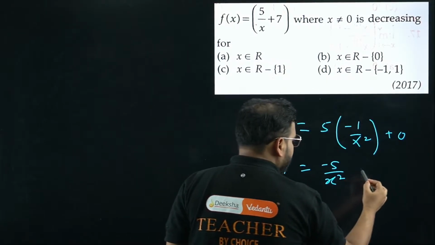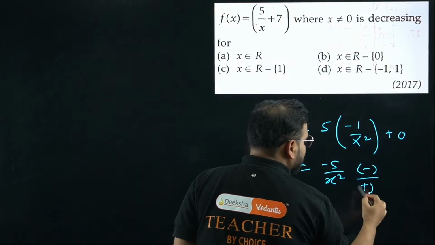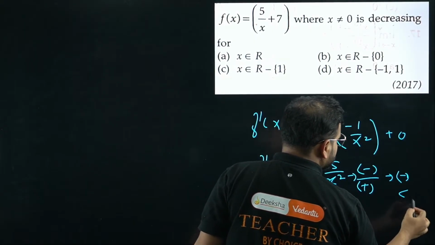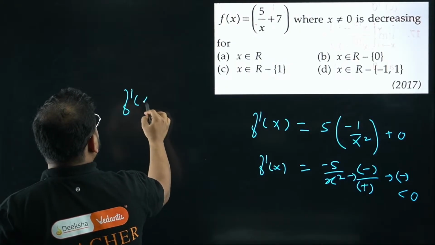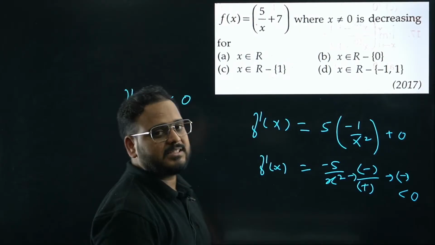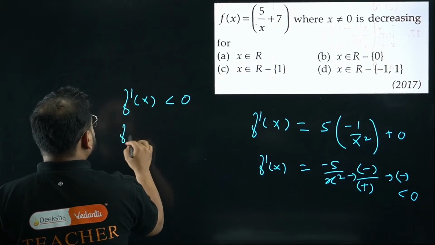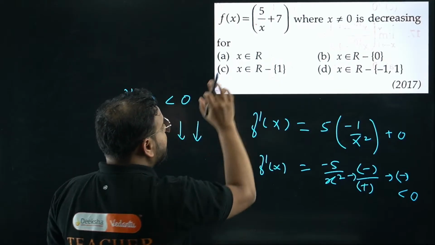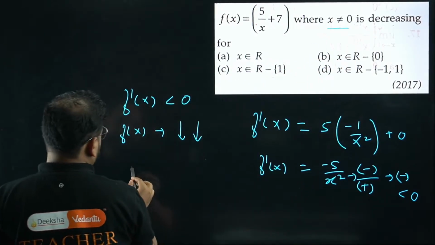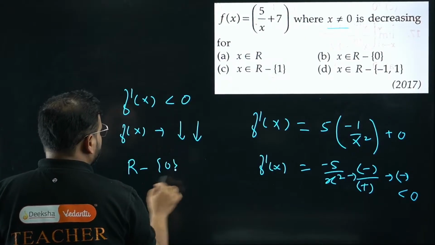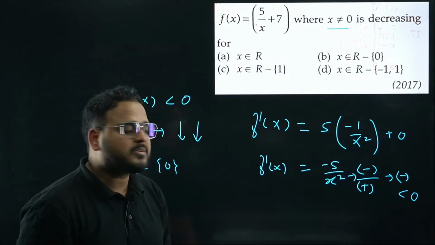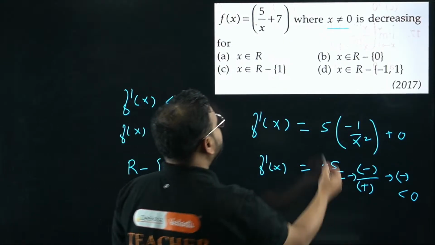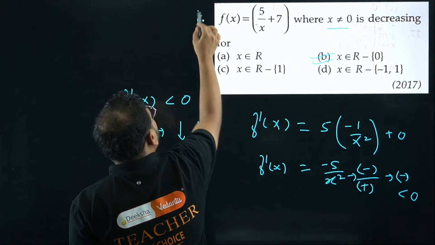x square is a positive number. What am I getting here? Negative number by positive number. What is the result? The result is a negative number, which means less than 0. So I'm getting f dash of x less than 0. It means f(x) will be a decreasing function. Where, sir? Decreasing everywhere but x is not equal to 0. So all real numbers and remove 0 from here. How come, sir? Because otherwise it will become 1 by 0, which is undefined. So the answer will be option B. All real numbers except 0, so option B is the right answer.